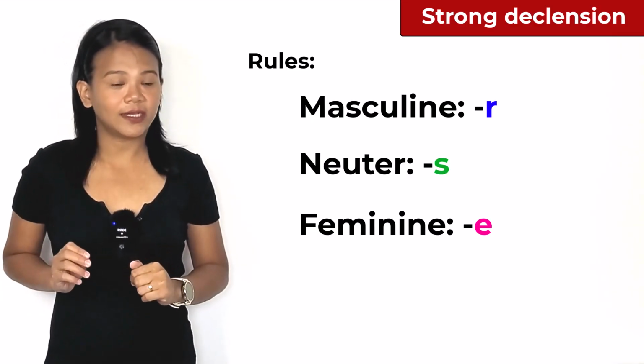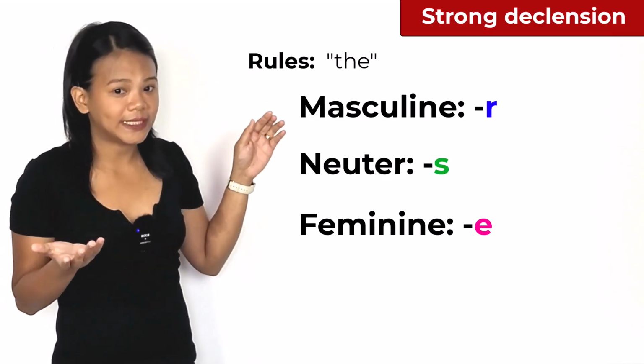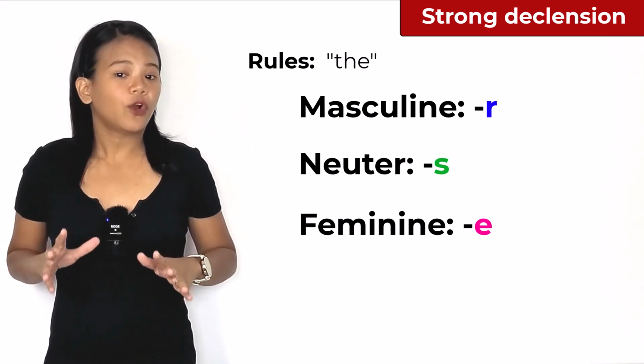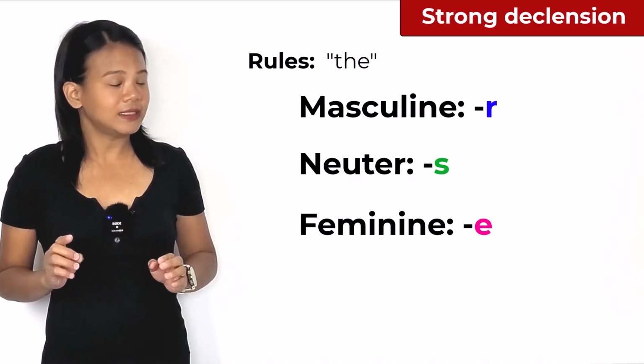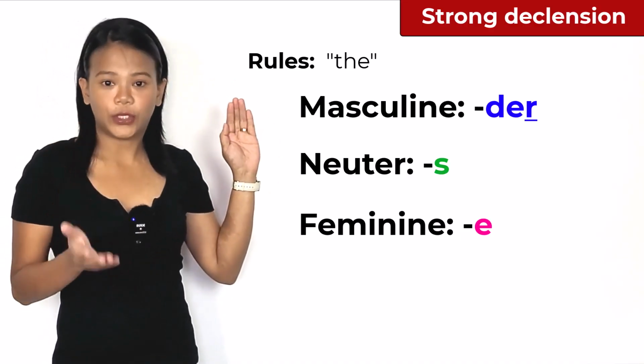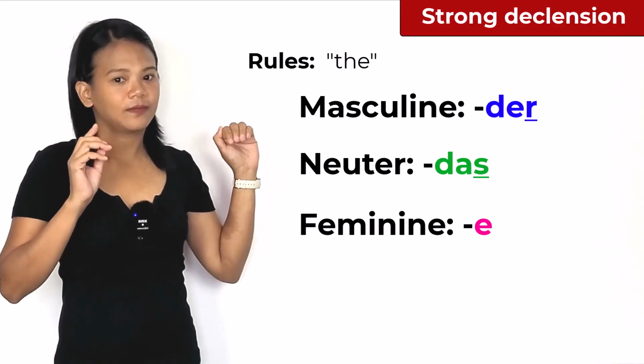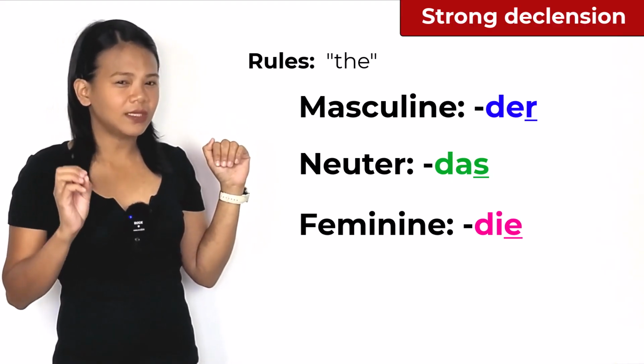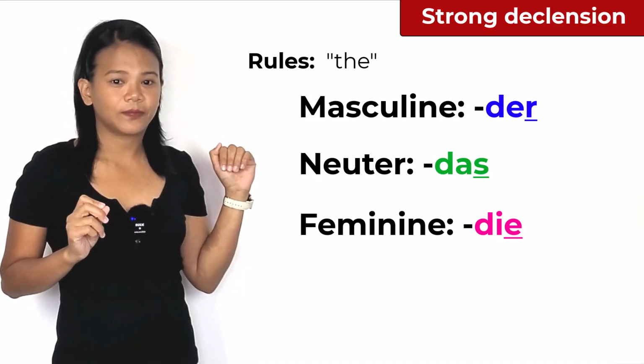Let us start with the article the. We already said that this article follows the strong declension. For masculine nouns, it is der. For neuter, it is das. For feminine, die. If you already know the definite articles, this will look familiar.